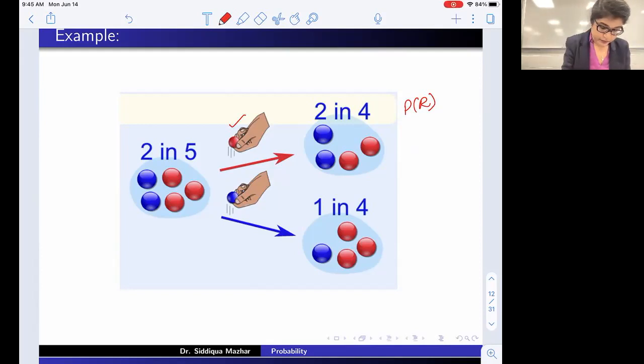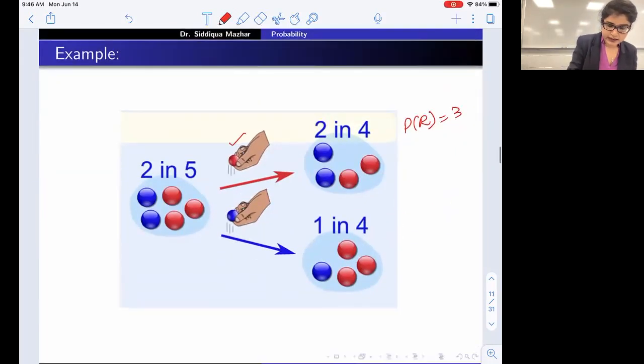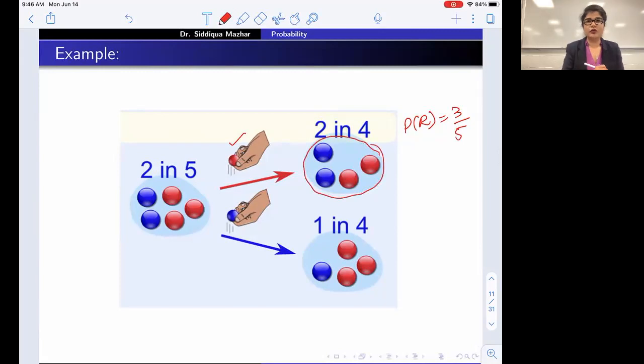This should be 3 by 4. I don't know why it's writing down. This is 3 by, oh, sorry, I understand what it means. So the probability of finding red in the first one will be 3 by 5. But in the second experiment, the total number of red balls will be 2 out of 4 balls, because the number of balls is reduced in the second experiment.